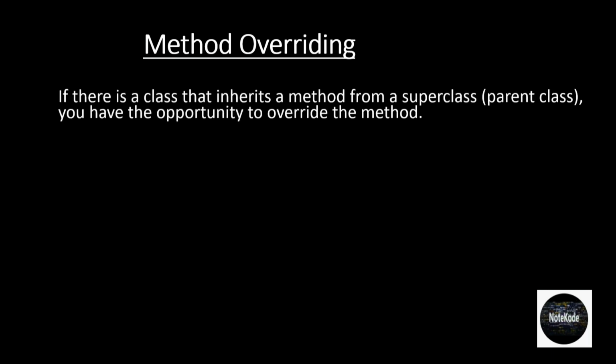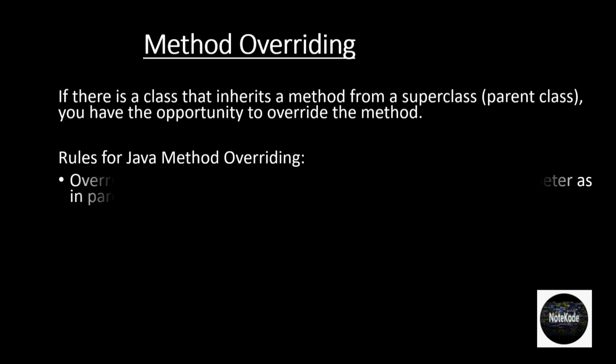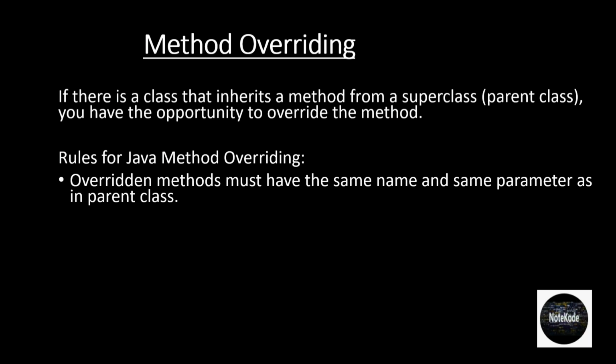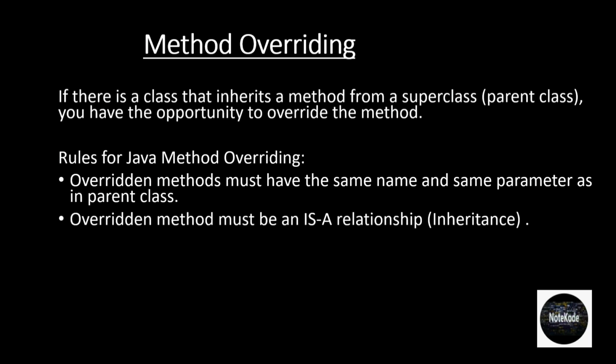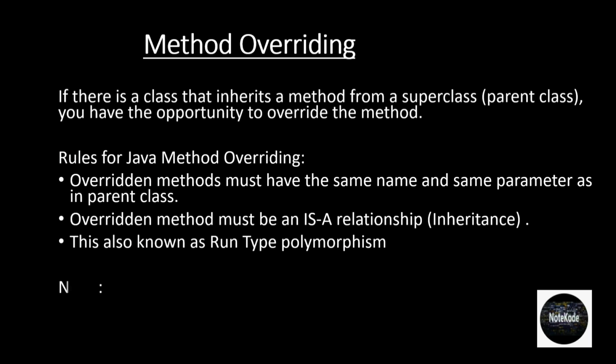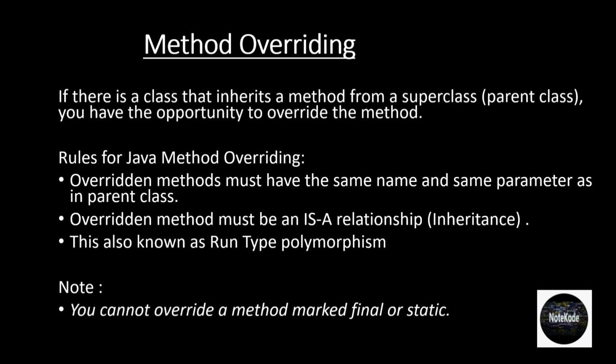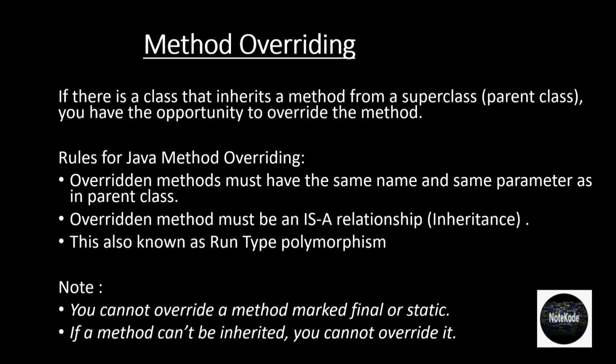Method overriding. If there is a class that inherits a method from a superclass, that is, the parent class, you have the opportunity to override the method. Rules for Java method overriding. Overridden methods must have the same name and same parameters as in the parent class. Overridden method must be an is-a relationship. This is also known as runtime polymorphism. Point to note, you cannot override a method marked final or static. If a method can't be inherited, you cannot override it.